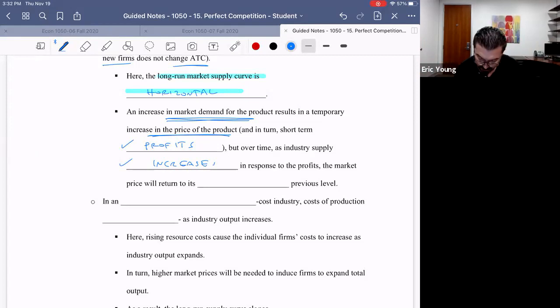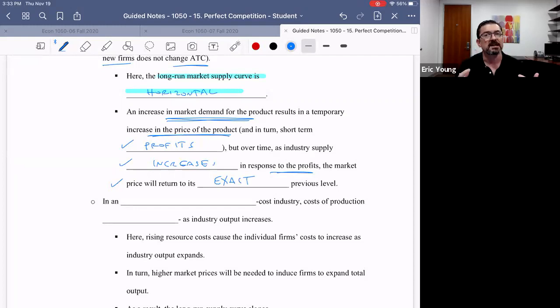Here's the point. In response to those profits, the market price will return and fall back down to its exact previous level. Because the ATC doesn't change regardless of entry or exit, the minimum ATC will stay the same. So the profit maximizing price and the long-term equilibrium price will stay the same. It will adjust back to its exact previous level. Okay, so that's a constant cost industry. They're somewhat common, but not really. You know, they exist sometimes, but not a lot.